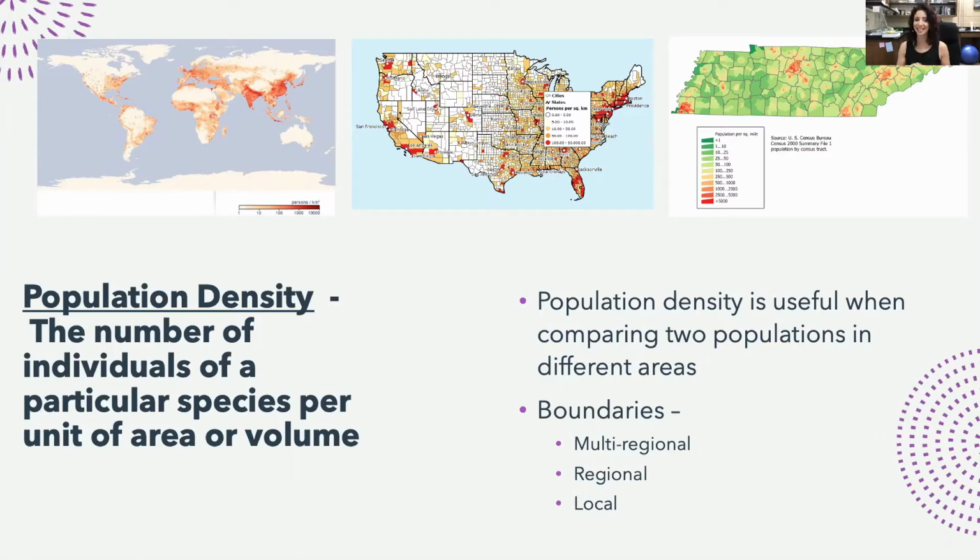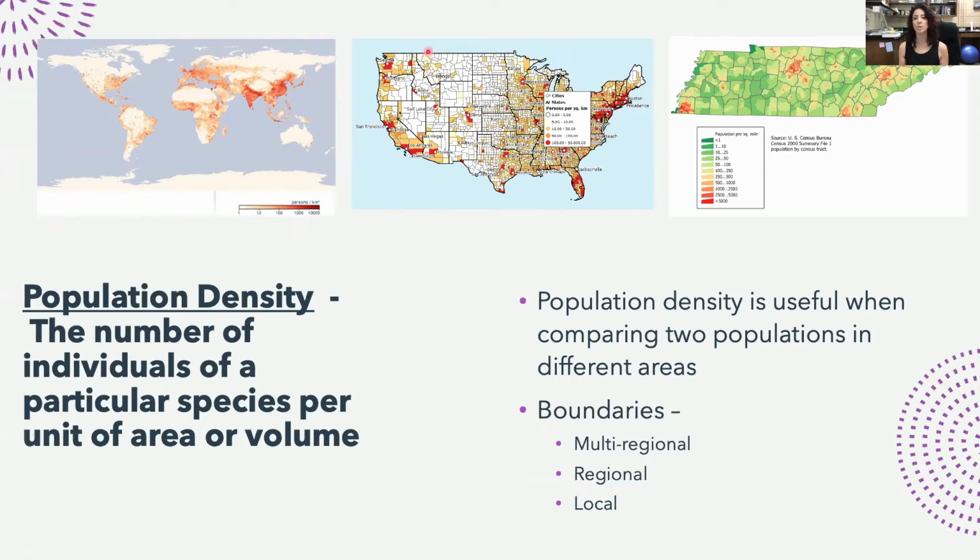And population density is useful when comparing two populations of the same species in two different areas. Now, those areas we can consider to be anything that is focused on our question at hand. The boundaries between those areas could be multi-regional. We could be looking at the international spread of population density here as imaged on the far left graphic. Or we could be taking more of a snapshot of regional differences in population density, as is the case in population density in human populations, for example, in the United States here.